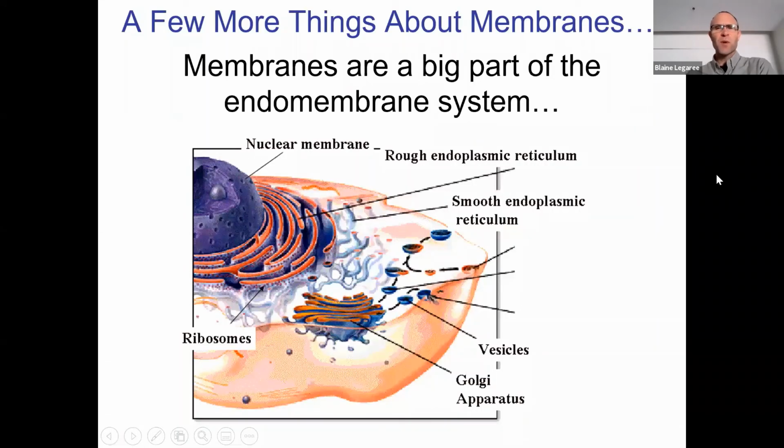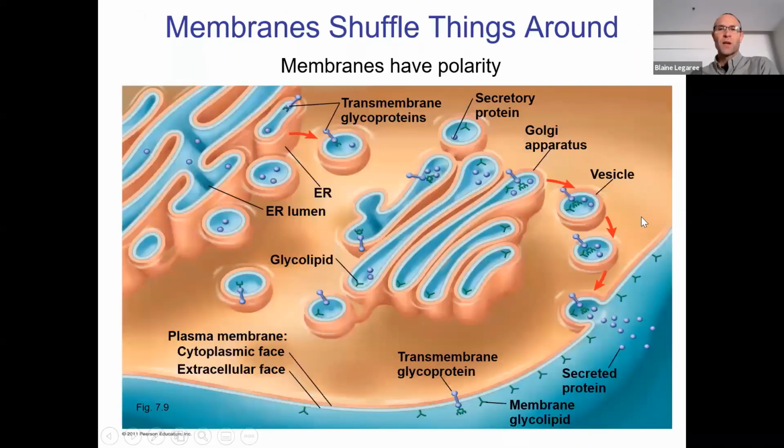So a couple other things about membranes. We're going to be talking about membranes kind of directly and indirectly over the next few units. They're very important in eukaryotic cells. We have all these organelles that are basically made of membranes. Many of these organelles are involved in a system that we call the endomembrane system. So that means membranes inside the cell. More on those later.